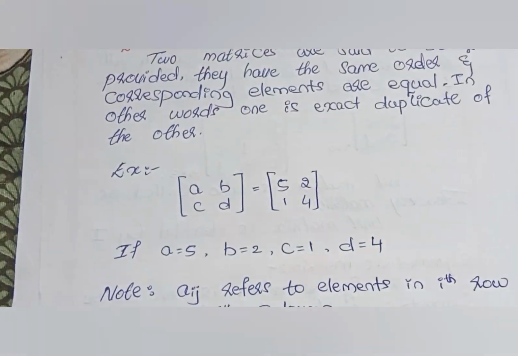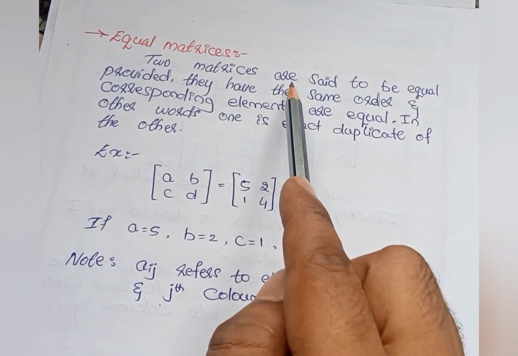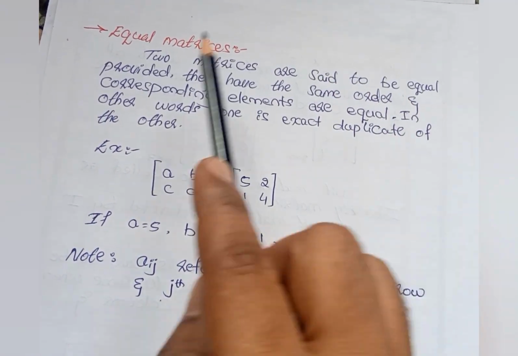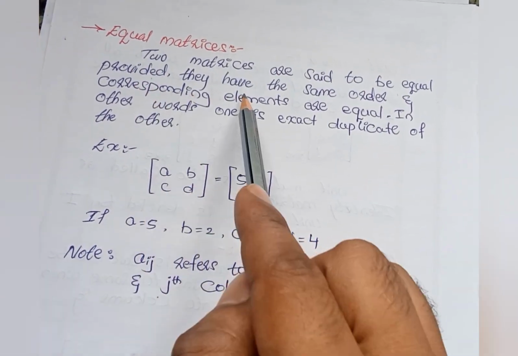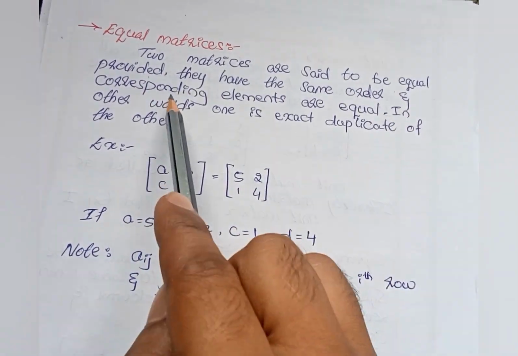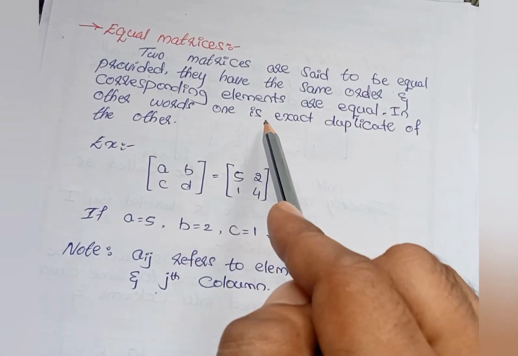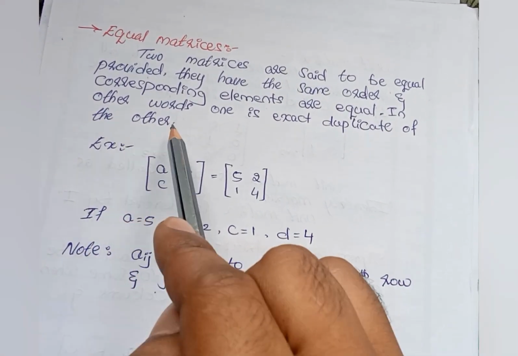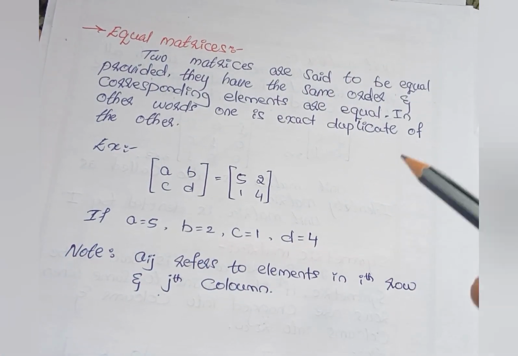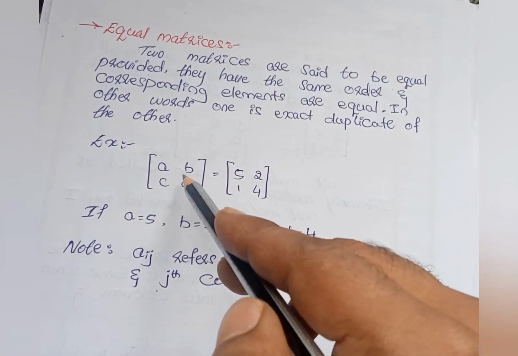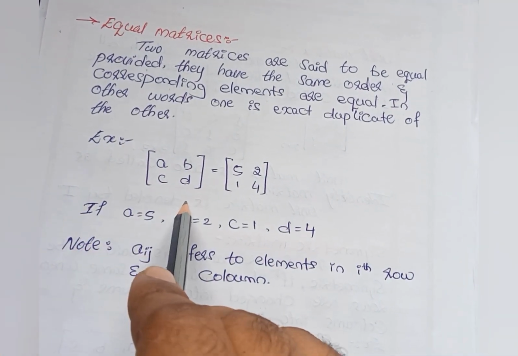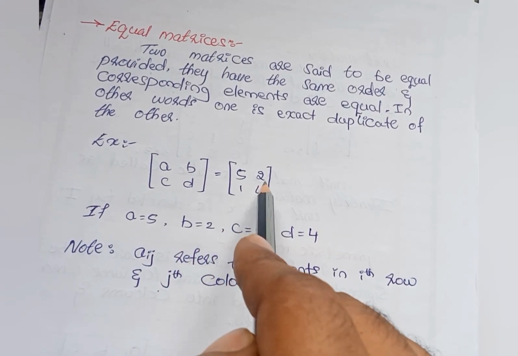Next, the last one is equal matrices. Two matrices are said to be equal provided they have the same order and corresponding elements are equal. In other words, one is an exact duplicate of the other. So this is an example of equal matrices A and B, C and D. So for example, 5 2 1 4.